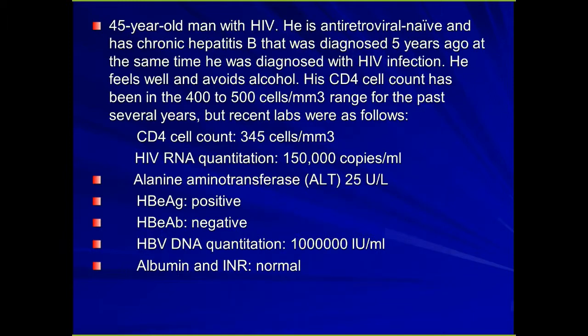He's newly diagnosed with HIV, never been on treatment. CD4 is 4,500, viral load is 150,000 copies. ALT is okay. E antigen positive, E antibody negative, and his viral load is 10 million. Would you like to treat this fellow for his Hep B?